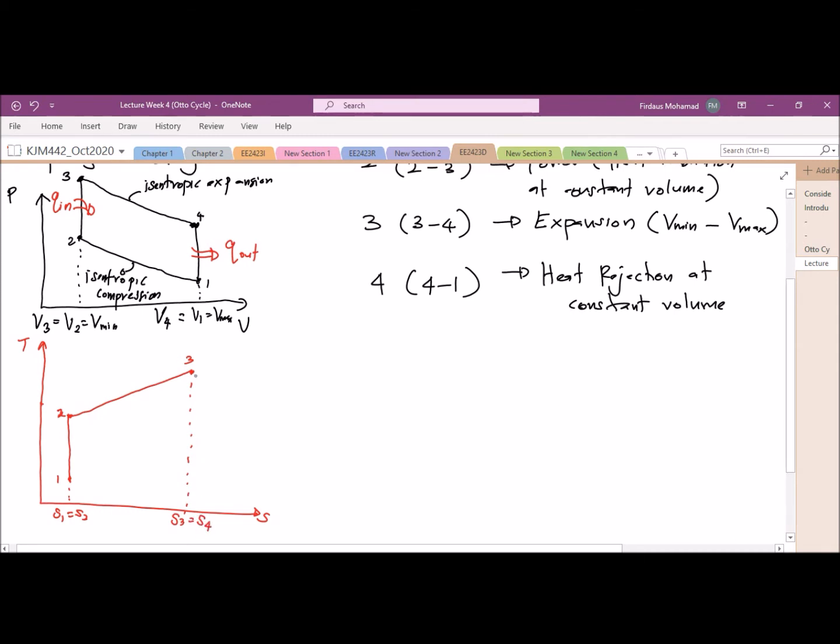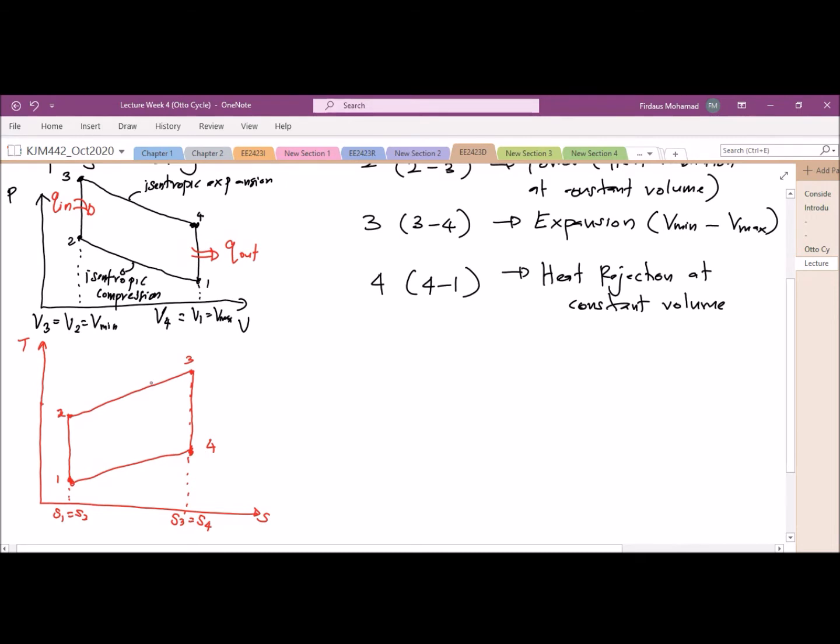Equal to S4. Okay, so you can draw a straight line. So this is point 4. Okay, and then the last stroke, the last process of the cycle is 4 to 1, heat rejection at constant volume. Heat rejection 4 to 1, the temperature will be getting lower. Okay, so 4 to 1.